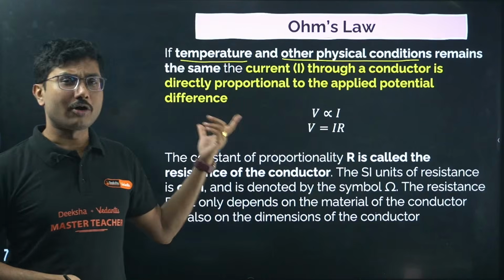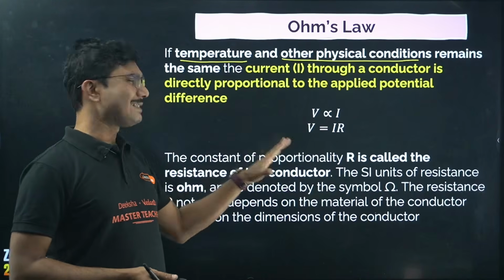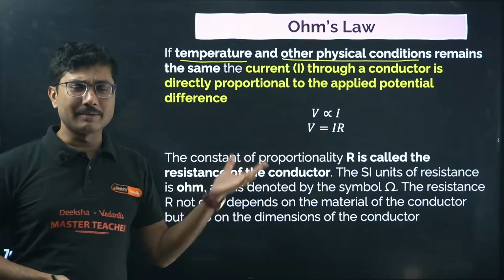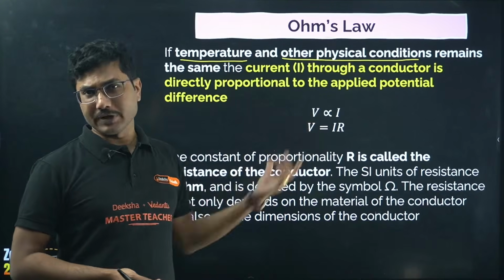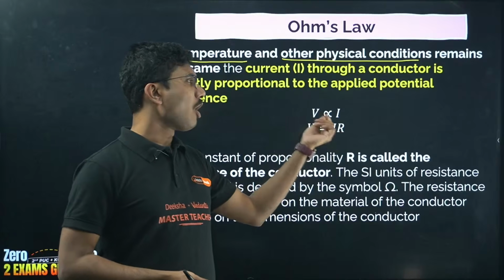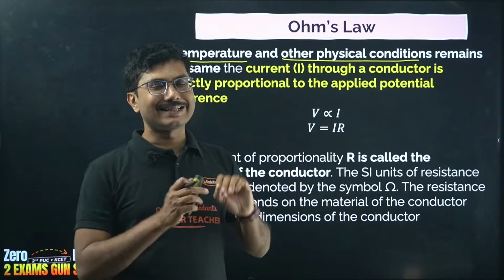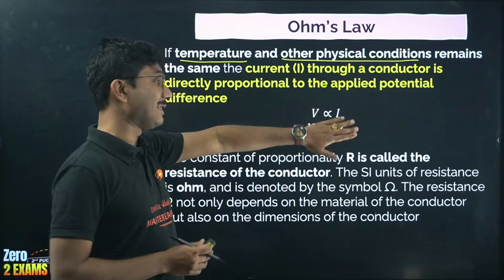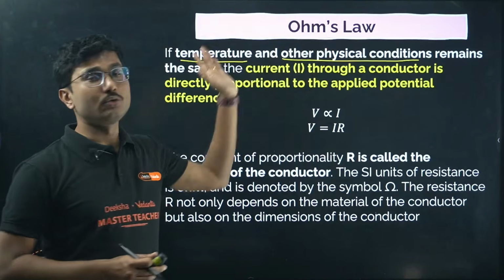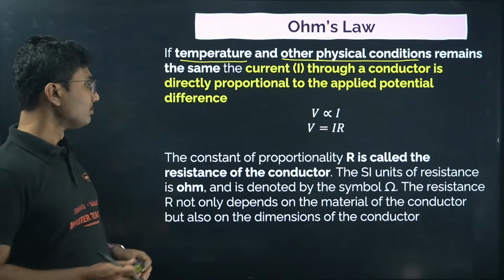Otherwise, is the law valid? Yes, the law is still valid in many cases, but with some modification. Either you have to modify R or I or V, and the law is still valid. But if you want the exact form, then these two conditions have to be satisfied.